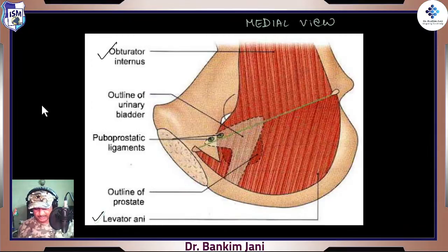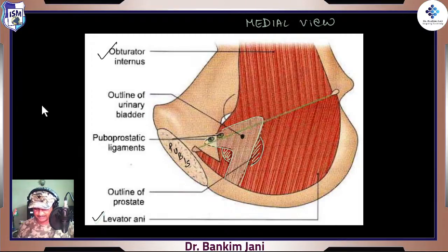medial view. So here it is, the urinary bladder, right? Urinary bladder. And from the pubis, this is the pubis, right? So there is the puboprostatic ligament, and that's the outline of the prostate. See, now it is making sense, right? This is the bladder. Then there would be the neck, and then it would go in the form of urethra, and at the neck of the bladder, this one is the prostate, right? That's the prostate, right?